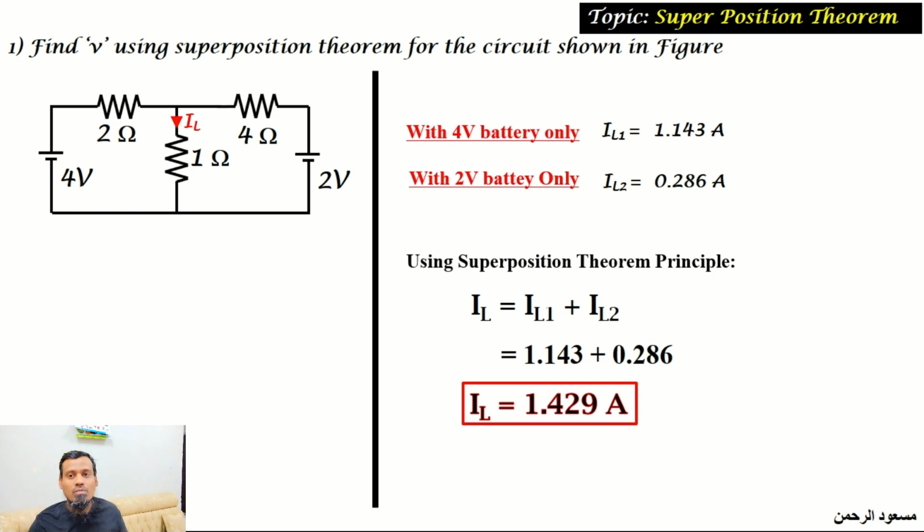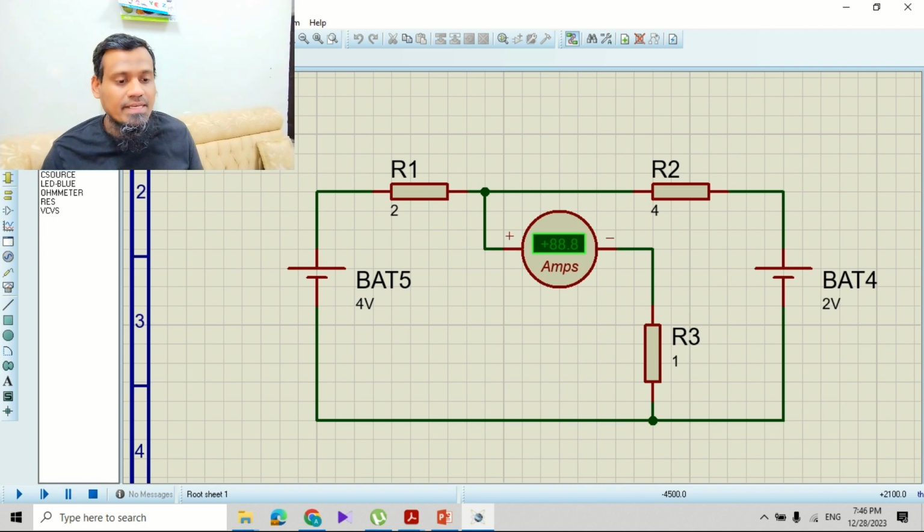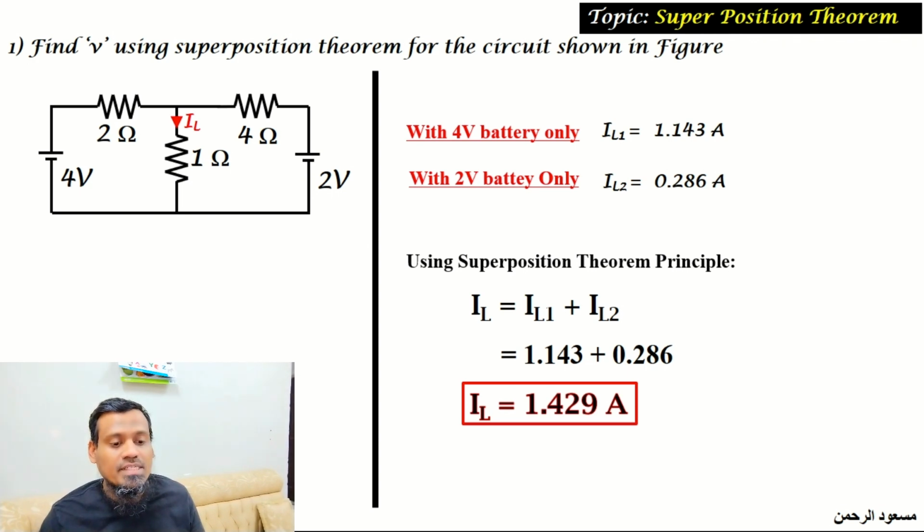Now as usual, we will plot this in the Proteus simulation and check what current is read in the 1 ohm resistance place. As I said, I have plotted the example schematic in the Proteus software. Here, one inclusion we made is that we have inserted the ammeter to read out the current through this 1 ohm resistor. Run the simulation. You can find the current through that 1 ohm resistor to be 1.43 amps. So we have manually calculated the current through the 1 ohm resistance to be 1.429 amps, and in the Proteus simulation also we read it to be 1.43 amps.